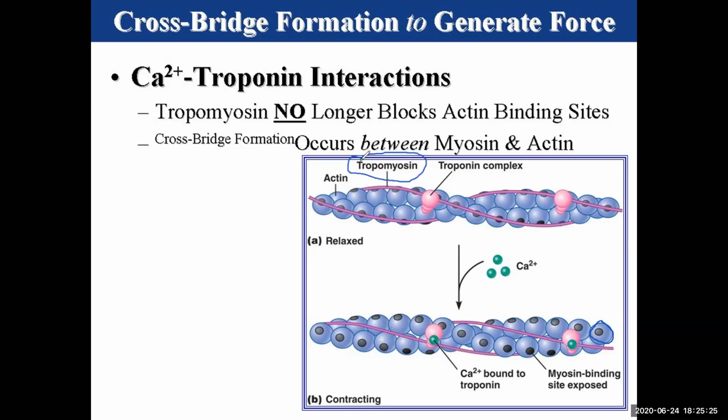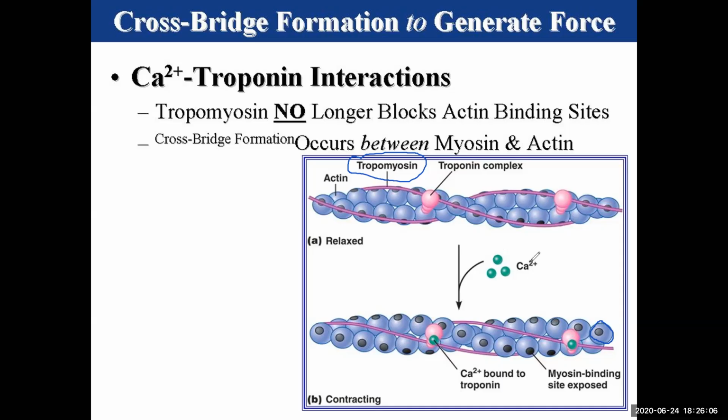The tropomyosin is a filamentous protein, a protein that looks like a filament, and it occupies all the myosin binding sites. So it occludes all the myosin binding sites. In other words, if myosin came in, it cannot interact with actin because its binding site is occupied by tropomyosin. So in order for myosin to bind to actin, it requires calcium.